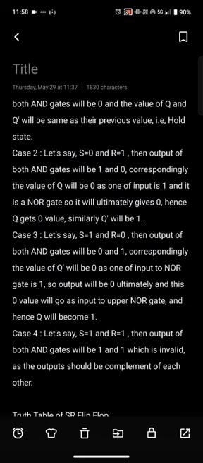Case 2. Let's say S is equal to 0 and R is equal to 1. Then output of both AND gates will be 0 and 1. Correspondingly, the value of Q will be 0, as one of the inputs is 1 and it is a NOR gate, so it will ultimately give you 0. Hence, Q gets 0 value. Similarly, Q bar will be 1.